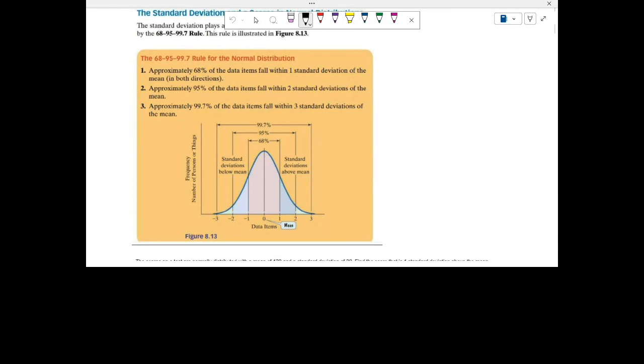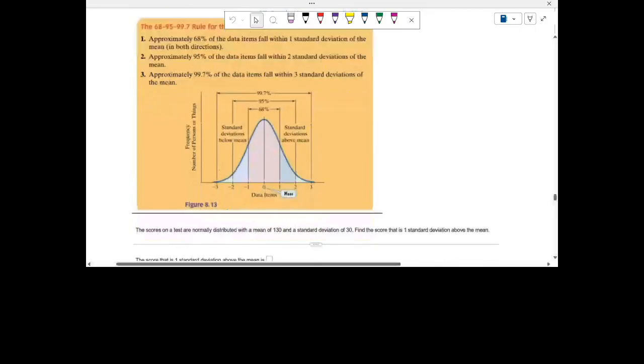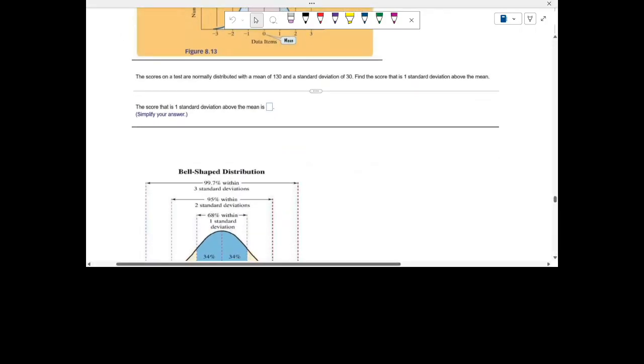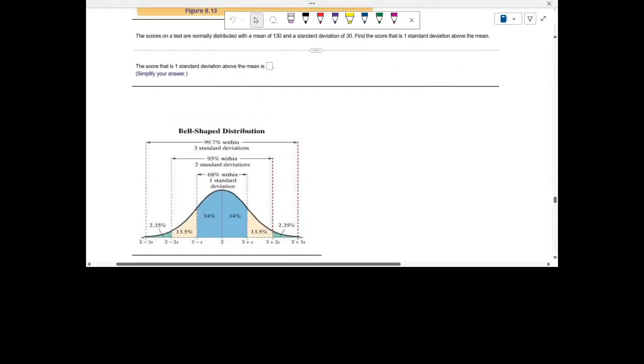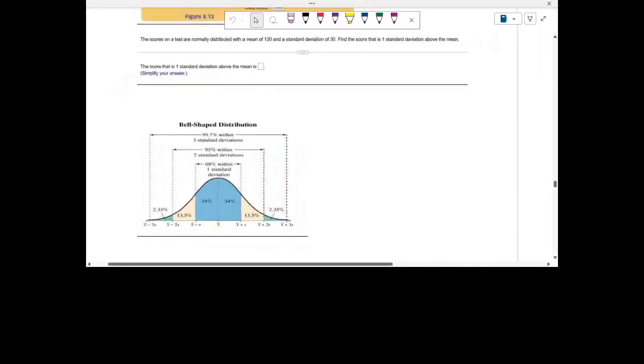So y'all, I'm going to kind of explain this idea by going through the first problem that I got here, okay? And look what it tells me. It says scores on a test are normally distributed with a mean, remember the mean is just the average, of 130 and a standard deviation of 30. It says find the score that is one standard deviation above the mean.